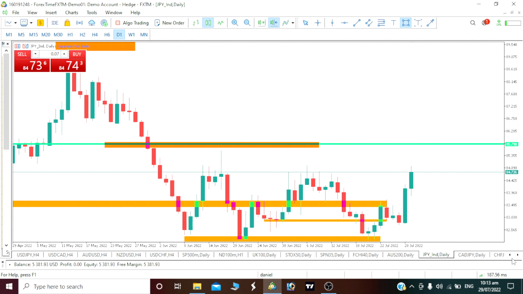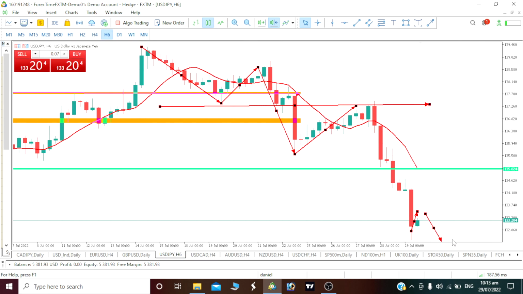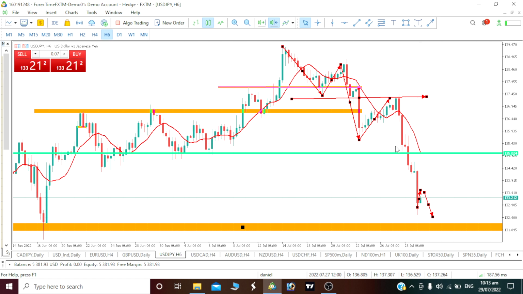That is why we see this fall on our USD against our JPY, and it will possibly continue to go bearish on our USDJPY, unless our JPY index and our USD index actually change direction. If not, we will continue to go short on our USDJPY.